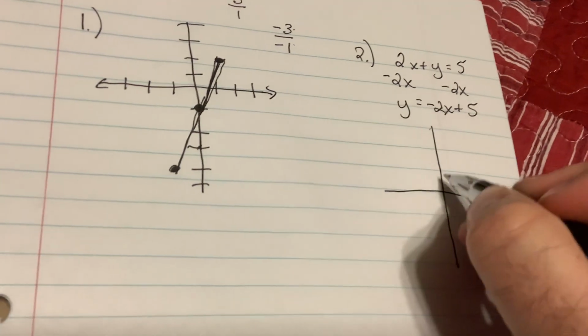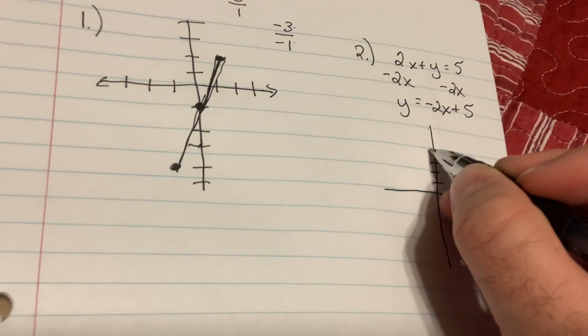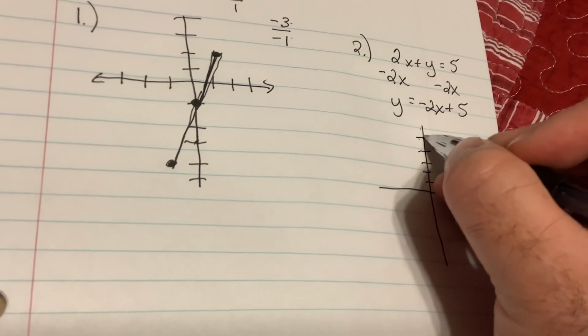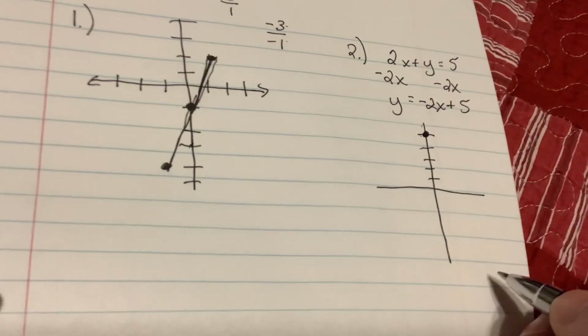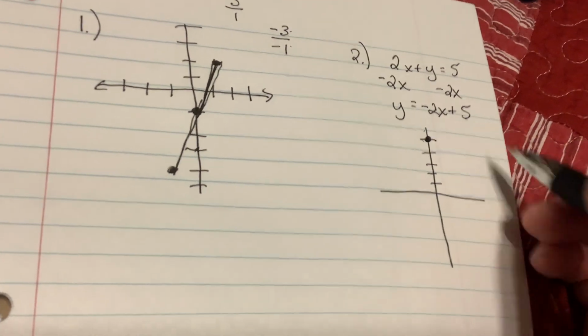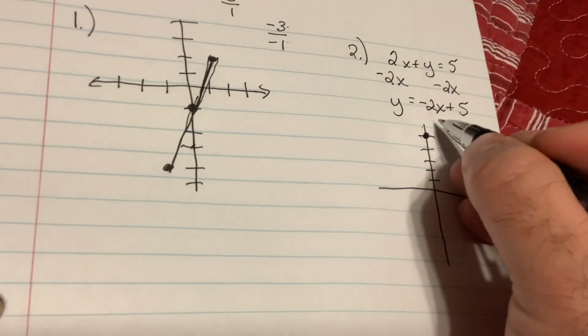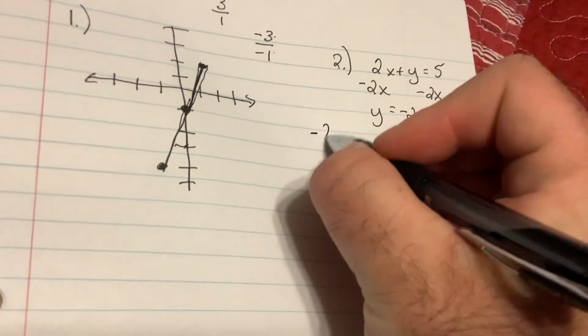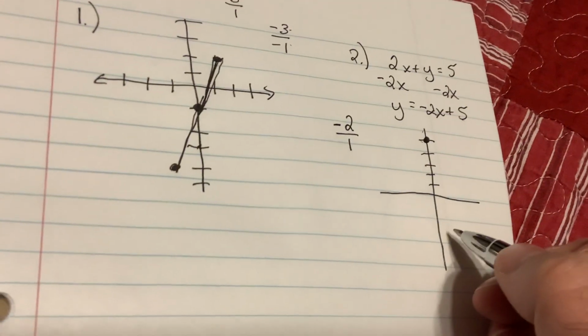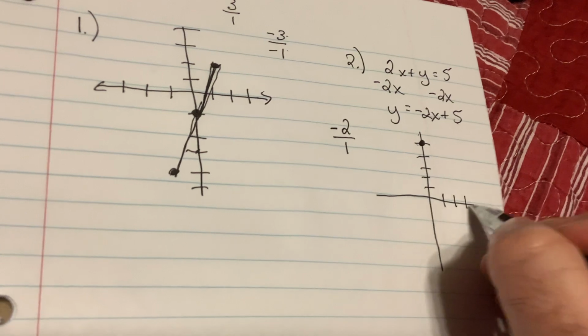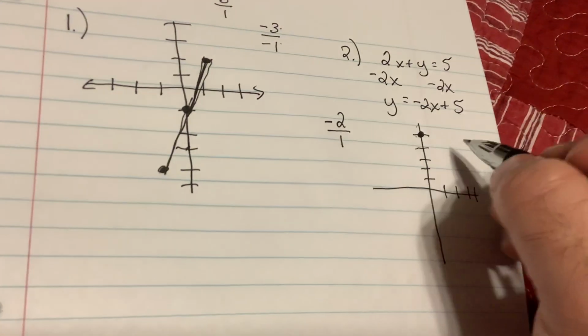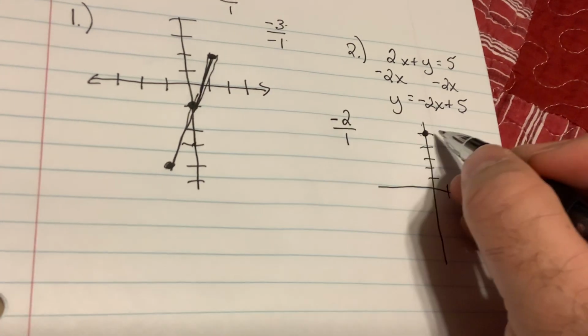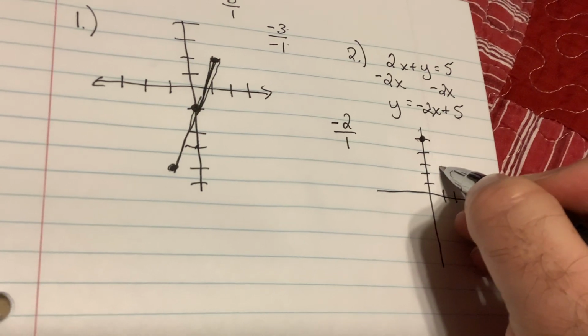Okay. So 1, 2, 3, 4, 5. We're going to start up here. Okay, that's because that's the y-intercept. And then our slope is -2, which we'll start with -2 over 1. Okay, because that's a -2. So that means every time we go 1 over positive, we go 2 down.